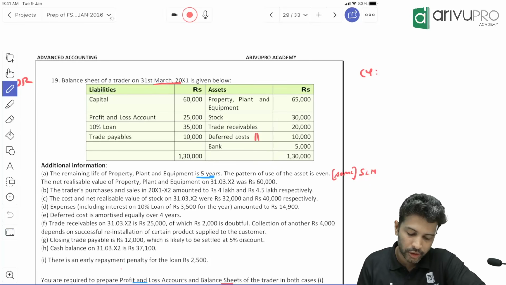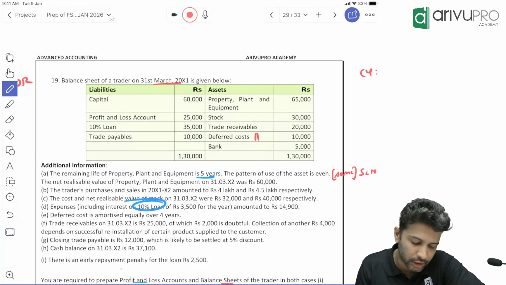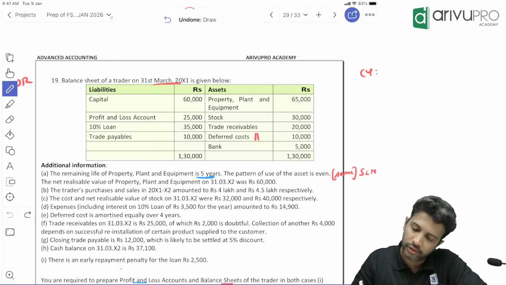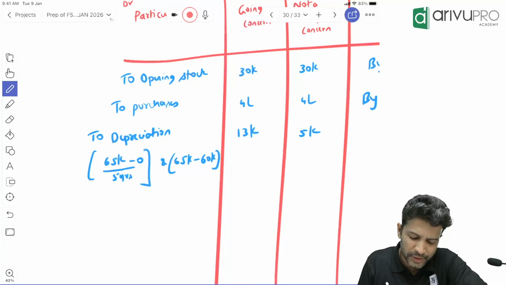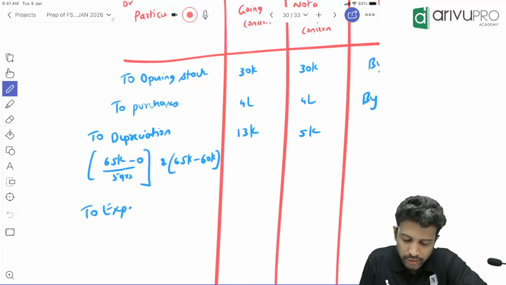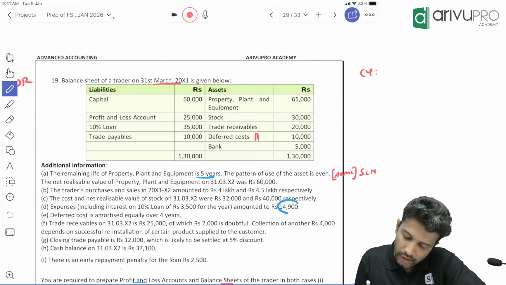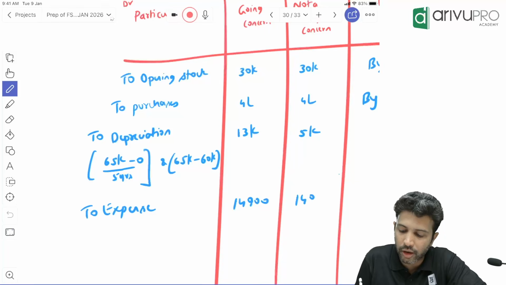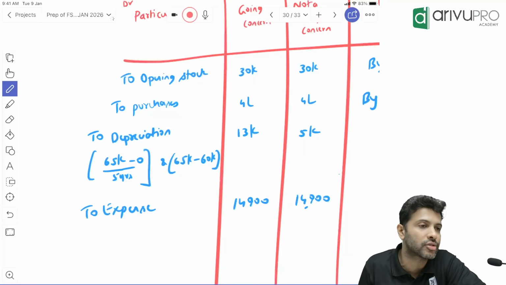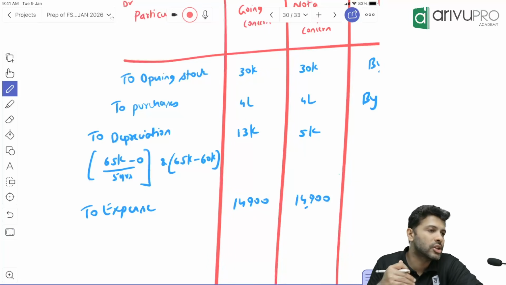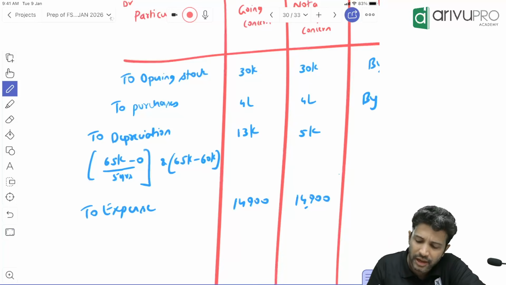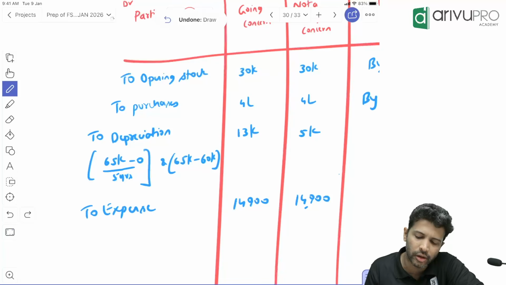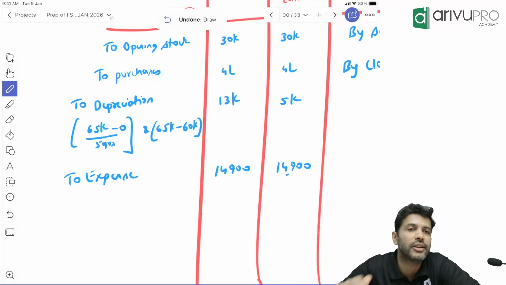Okay, then next point. Expenses. Including the loan amount, it's fine. How much is the expense? 14,900. So, expense is normal. Expense comes on which side of the trading account? Debit side. How much is that expense? 14,900. Whether it is a going concern or not a going concern, expense will be recognized. If it is not a going concern, you cannot defer. Here, are we deferring or is this a normal expense? Normal expense. In both cases you'll record 14,900.